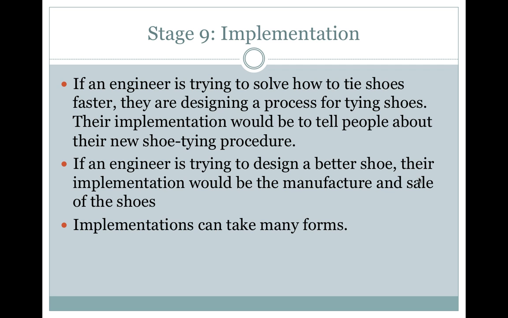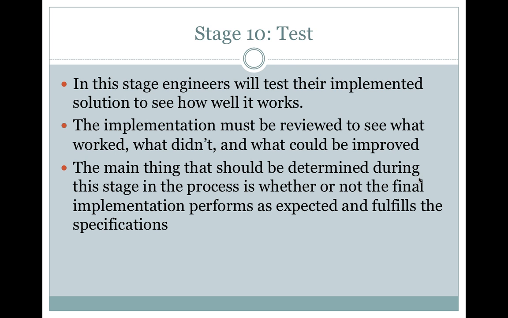If an engineer is trying to solve how to tie shoes faster, they are designing a process for tying shoes. Their implementation would be to tell people about their new shoe tying procedure. If an engineer is trying to design a better shoe, their implementation would be to manufacture and sell the shoes. Implementation can take many forms.